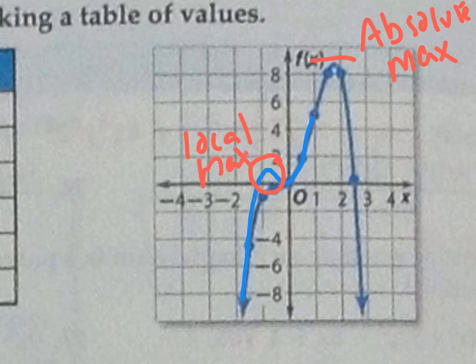Local max. Okay, so what's the difference between an absolute max and a local max? What's the difference? Local means just nearby. So if you look at this, just nearby, it looks like that's a maximum value. But if you consider the whole thing, it does go up more. So we know that this isn't a real absolute max value. It's just a local max value, or as the book calls it, a relative max value.